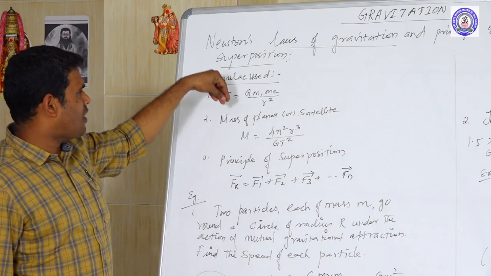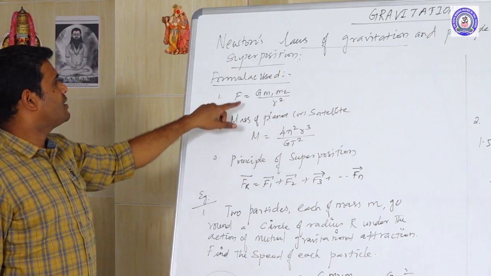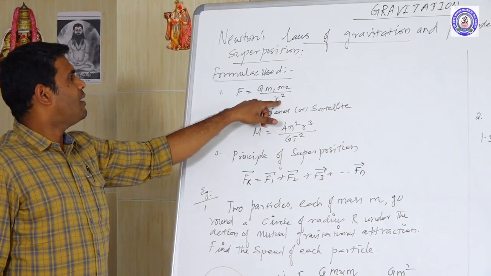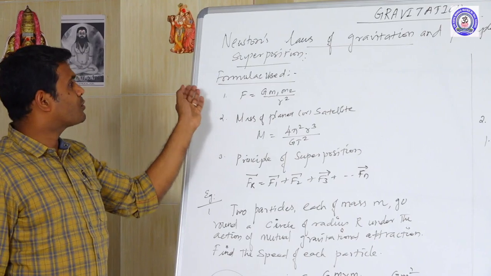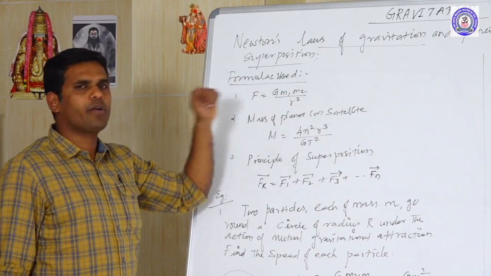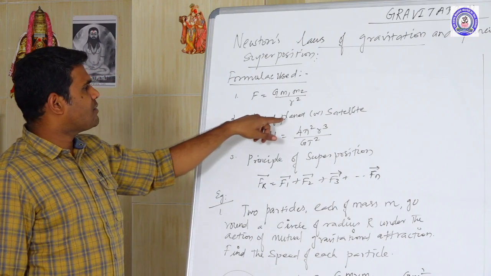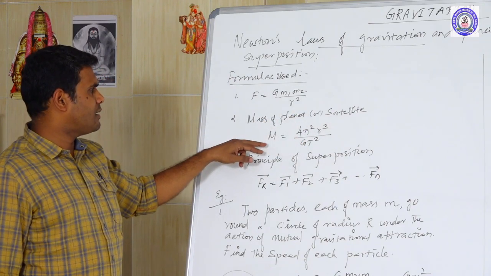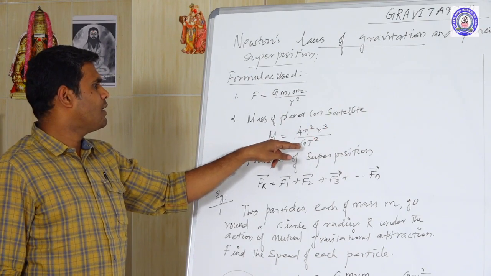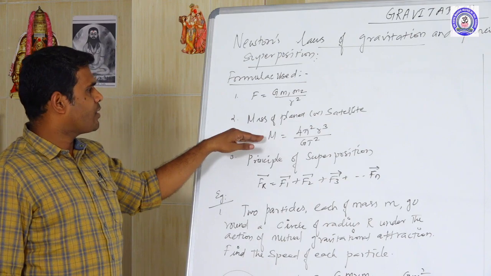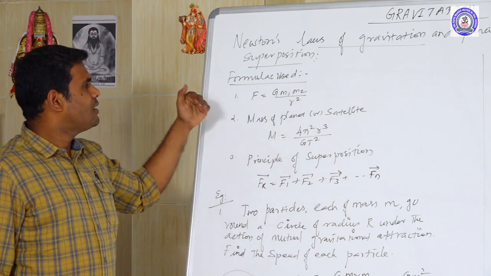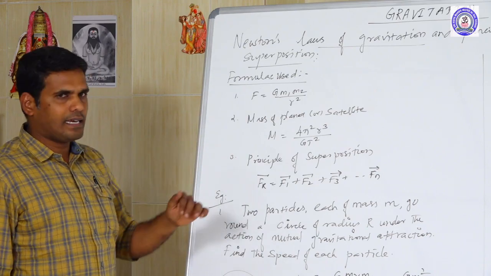The formulas involved in this heading are F equals G m1 m2 divided by r square, which is Newton's law of gravitation. The force between two masses will be calculated using this expression. And the second one, the mass of the planet or satellite, can be calculated with this expression as M equals 4 pi square r cube divided by G T square. This is another expression to calculate the mass of the planet or satellite.